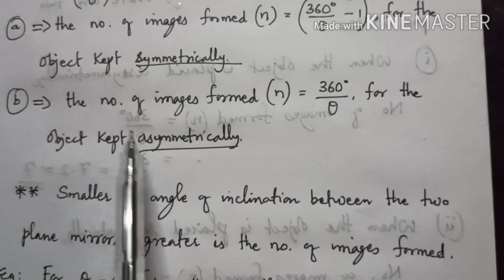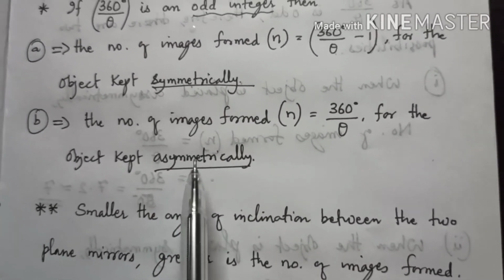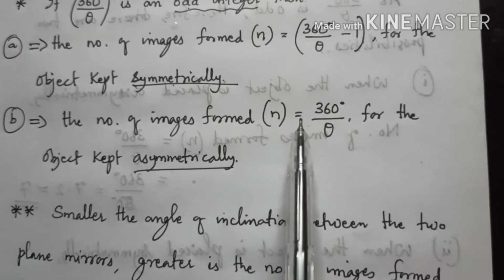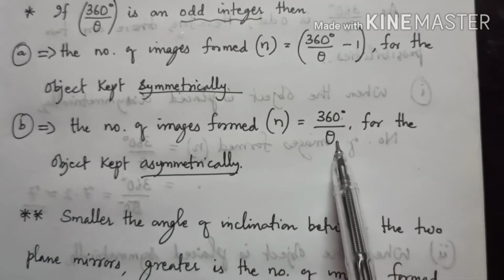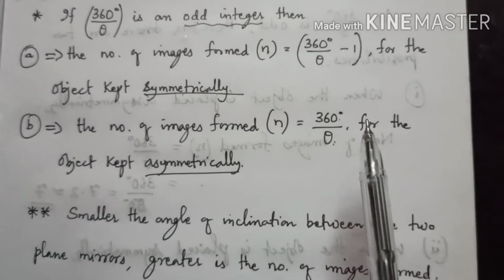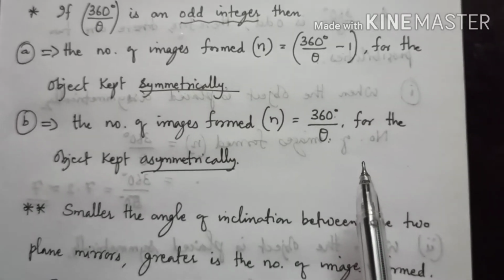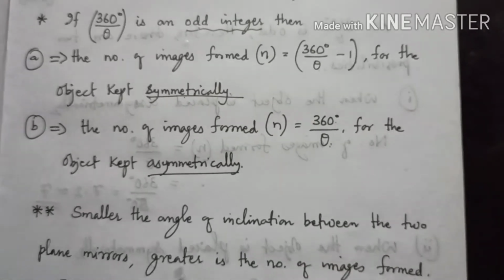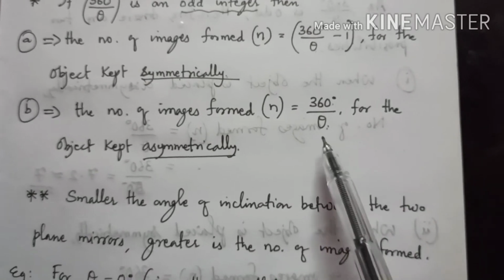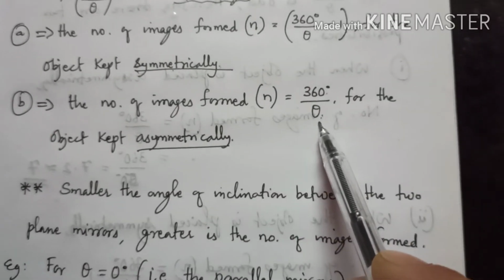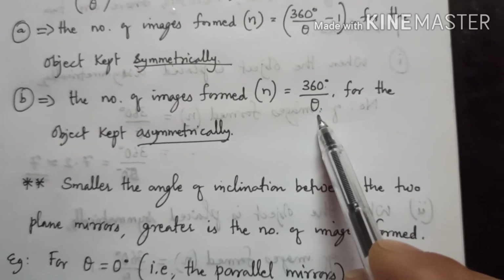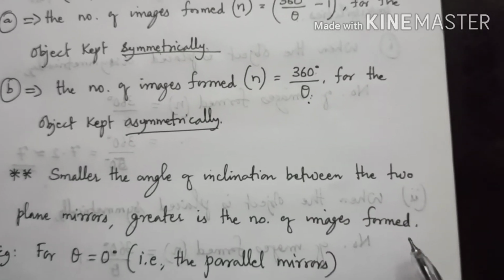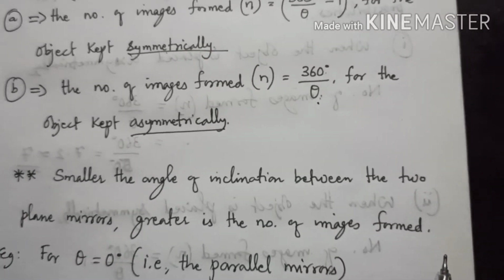If the object is kept asymmetrically, then in that case the number of images formed will be n is equal to 360 degree by theta. You know theta is the angle of inclination between the two plane mirrors. Now it has been found that the smaller the value of theta, the smaller the angle of inclination between the two plane mirrors, the more will be the number of images formed. Greater will be the number of images formed.